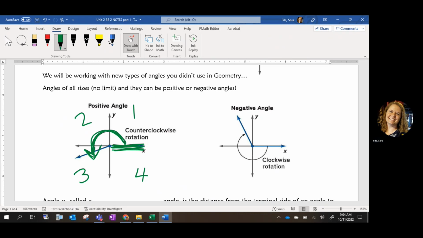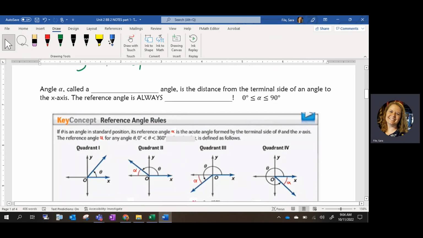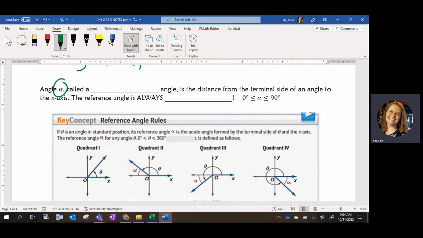Or in the negative direction would be still starting at your initial side, but rotating clockwise to the terminal side. That's a negative angle, and that is a negative angle that's more than negative 180 degrees. Now this little symbol right here is an alpha. That's another Greek letter. You'll have seen theta, and now you're going to see alpha. We're going to use alpha as the variable for our reference angle.